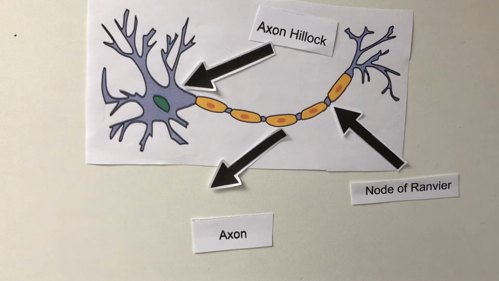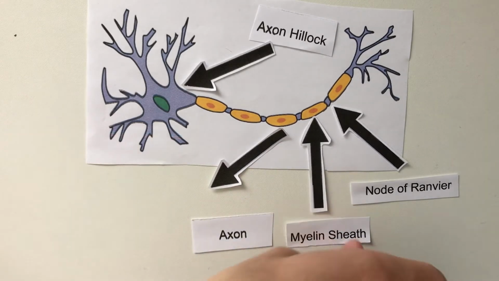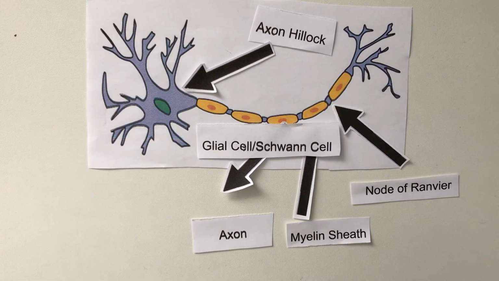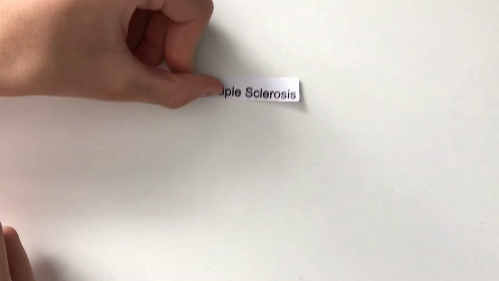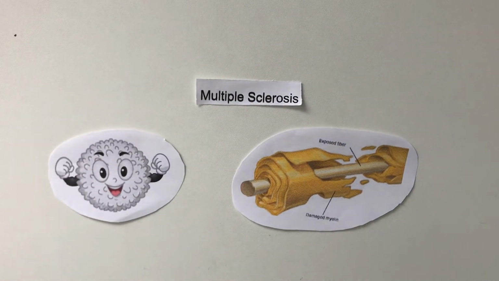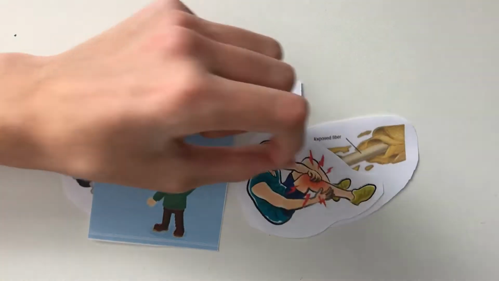But how do we send this electrical impulse quickly, you might ask? Well, here along the axon are myelin sheaths, which are insulators for the impulse. They are made up of lipids and proteins and are made by glial cells. Multiple sclerosis is a non-communicable disease where the immune system attacks the myelin sheath, which leads to symptoms such as cognitive dysfunction and muscle spasms.